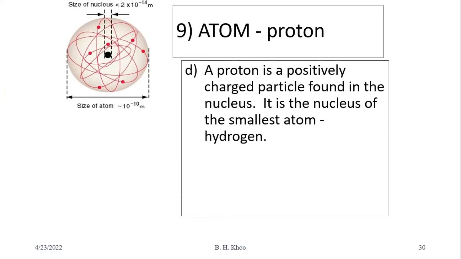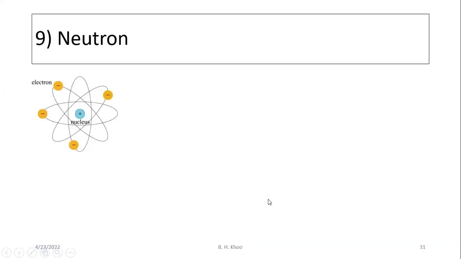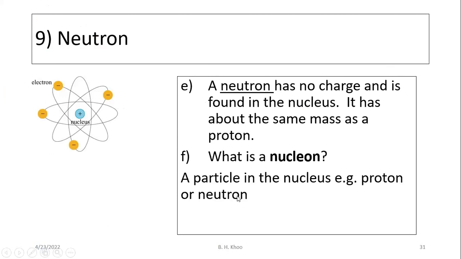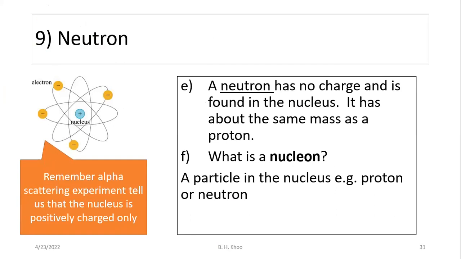What is a proton? You should be able to tell what a proton is. A positively charged particle found in the nucleus. It is the nucleus of the smallest atom, hydrogen. Or we can say it's the nucleus of hydrogen. Neutron has no charge and is found in the nucleus, with about the same mass as the proton. What's a nucleon? Any particle found in the nucleus. It can be a proton, it can be a neutron. Just remember, the alpha particle scattering experiment tells us that the nucleus is positively charged as well, and that an atom has a lot of empty space.